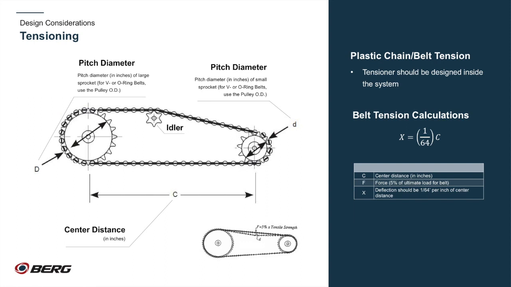Another method for belt tensioning is to allow one of the sprocket shafts to float inside a slot and use a spring to apply a force to that shaft. This can be useful when space constraints prohibit other methods of tensioning.